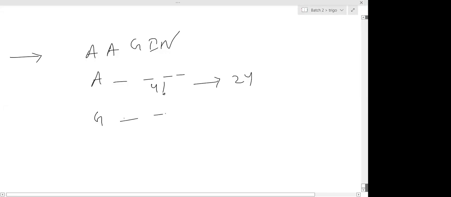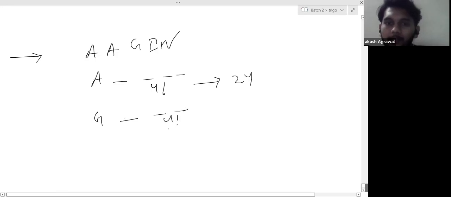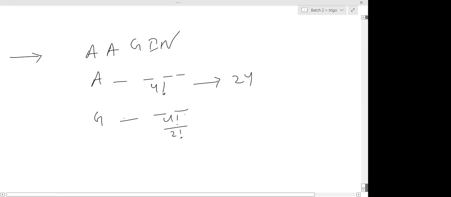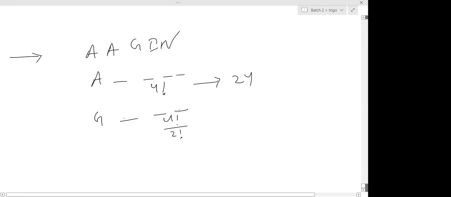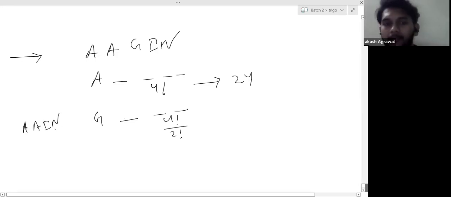So from G, how many words will be there? 4 factorial by 2 factorial, because there are two A's, right? No matter how you arrange this. Sir, how 4 by 2? Okay, you have to arrange A-A-I-N. How many ways can you arrange this? Remember, 4 letters, 4 factorial, but 2 are similar, so divided by 2 factorial.